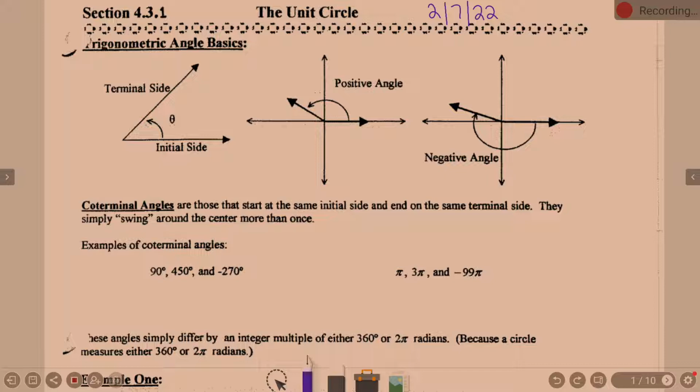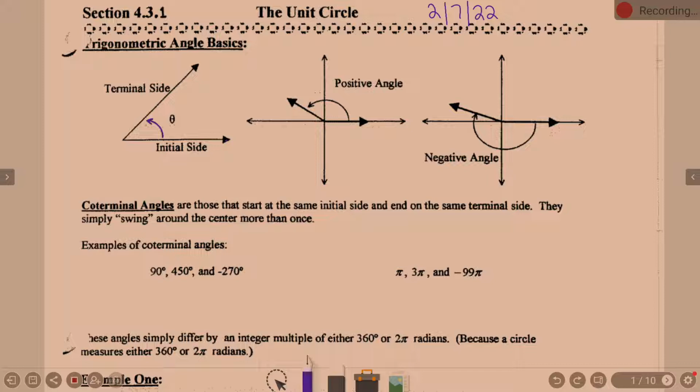When we look at all these angles, we will always refer to right here, this 0 degree side, as our initial side. So this is where your angle begins. Now, a typical angle is going to go counterclockwise. So as you see right here, a typical angle starts at the initial side and goes around the clock. And where you end is called the terminal side. So we've got an initial side and a terminal side.